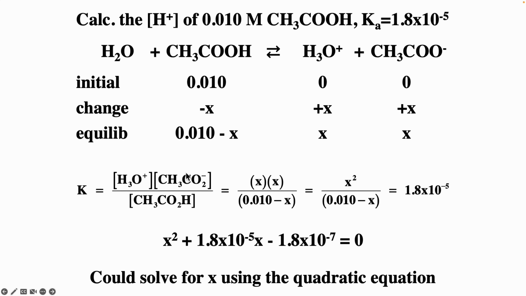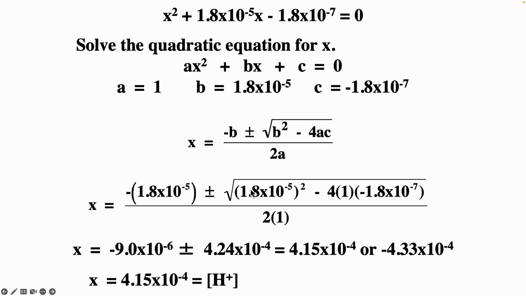If we want to solve it exactly, we can multiply this out. We can get this quadratic equation, and we can solve quadratic equations using this equation here. Remember, you always get 2 possible answers. One will not be possible, and so the 4.15 times 10 to the minus 4 is reasonable. The negative is not reasonable because you cannot have a negative concentration. So using the quadratic equation, we get 4.15 times 10 to the minus 4 hydrogen concentration.